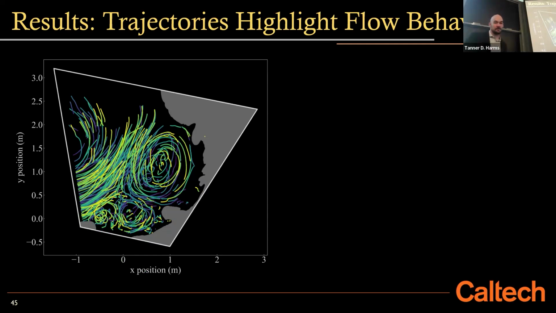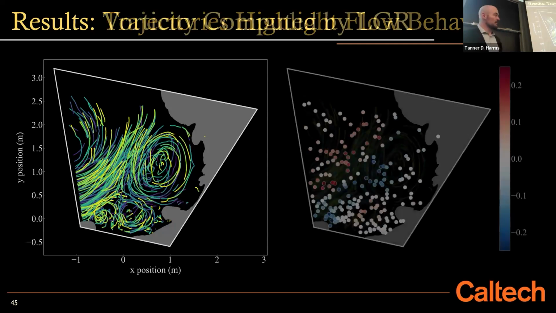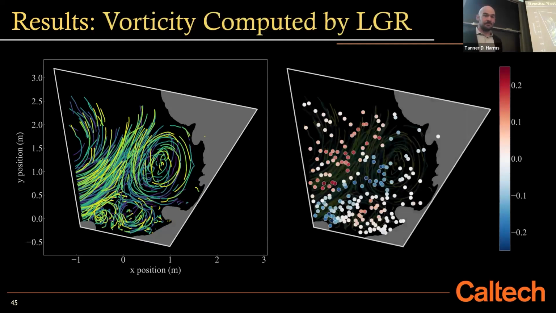And this vortex over here. Looking at the trajectories is nice, but we'd also like to look at the fluid mechanical properties of the flow. So let's take a look first at the vorticity.